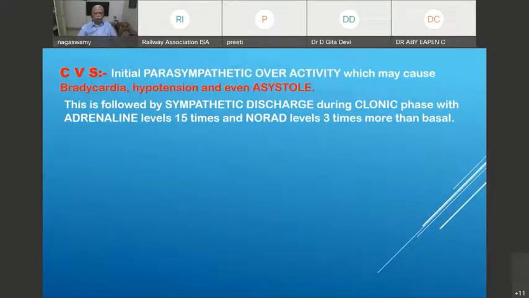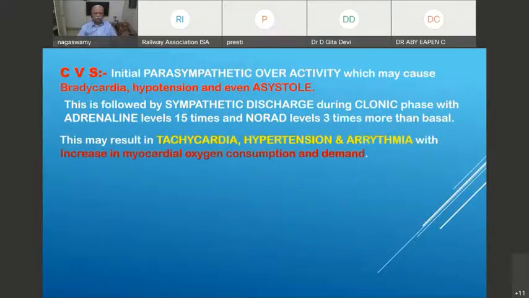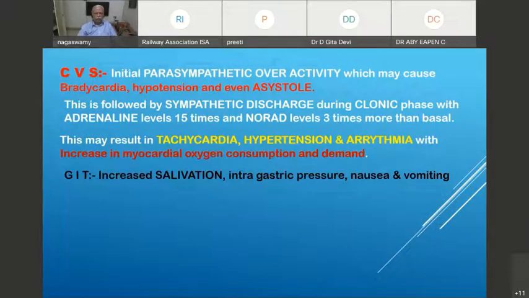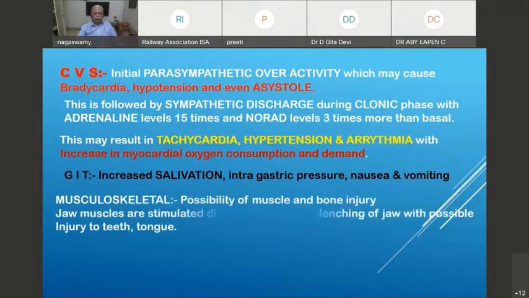So that is why any cardiac patient should not have this therapy done. This may result in tachycardia, hypertension, and arrhythmia, or increase myocardial oxygen consumption and demand. In the gastrointestinal system, there may be salivation, raised intragastric pressure, nausea, and vomiting. And musculoskeletal, possibility of muscle and bone injury.